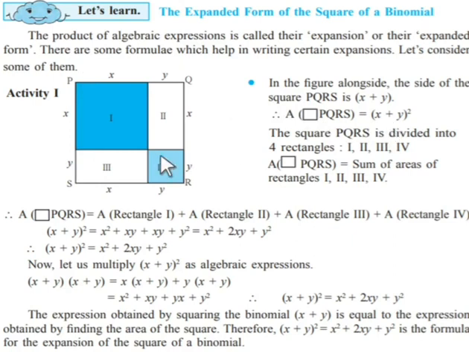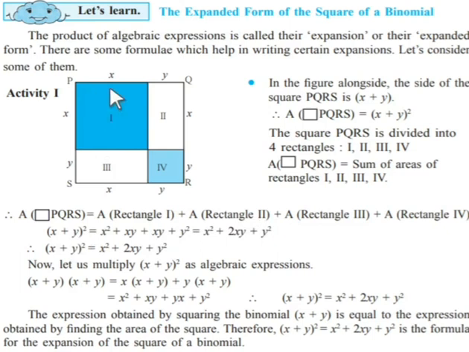Now if you look at this diagram, the square PQRS is divided into four rectangles. First, second, third and fourth. Now if you add the areas of all the four rectangles, you will get the area of the square PQRS. So the area of quadrilateral PQRS is equal to the area of rectangle 1, rectangle 2, rectangle 3 and rectangle 4. It is already written over here. So what is the area of quadrilateral PQRS? It is x plus y whole square.